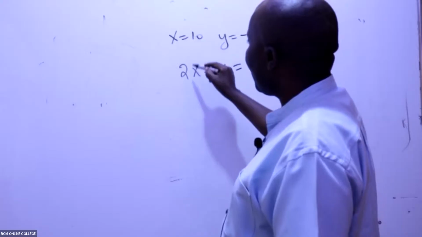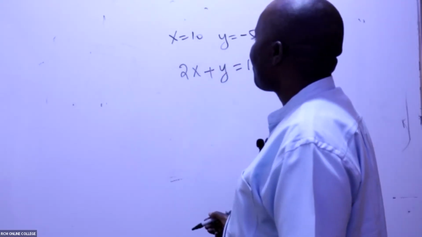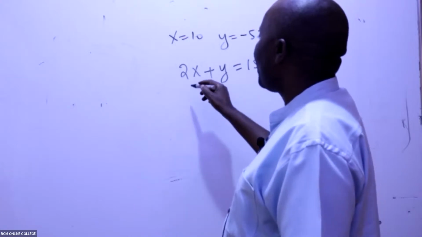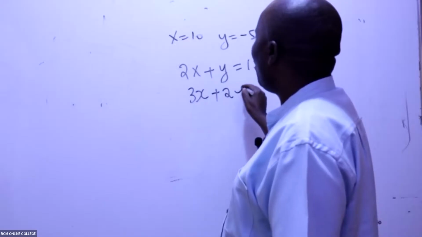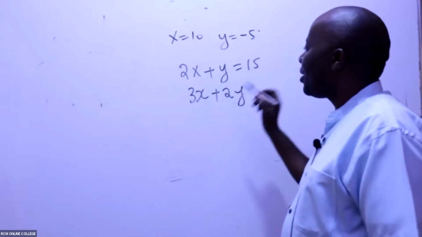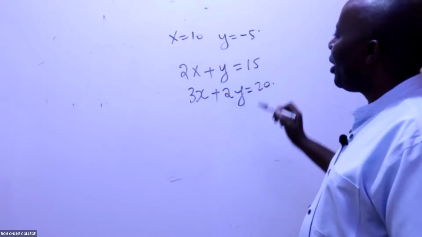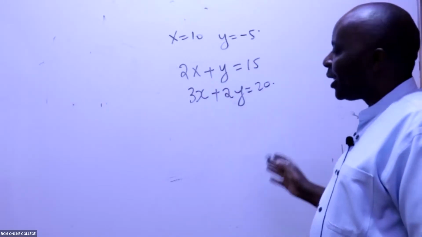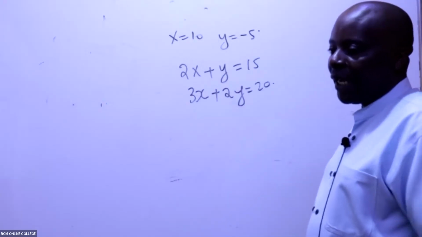So this will be 20 minus 5. So this is 15. And then we have here, for example, 3x plus 2y. So this will be 30, 30 minus 10, 20. So if you're given these two equations, and somebody tells you, hey, use Cramer's rule, give me the value of x.